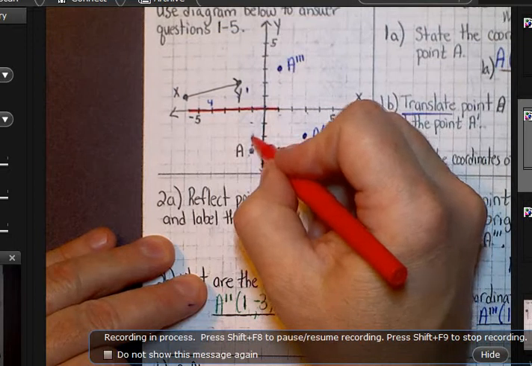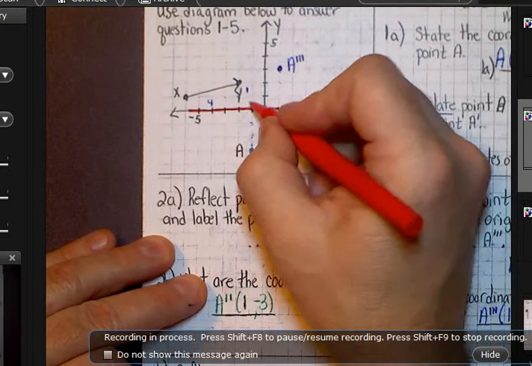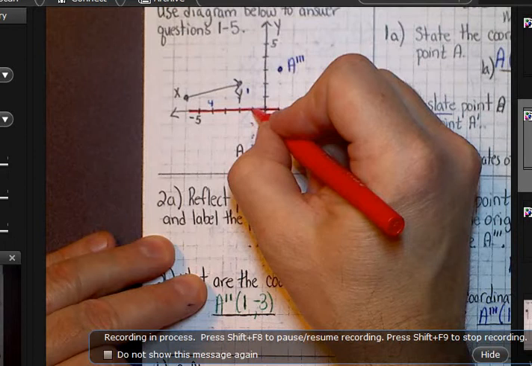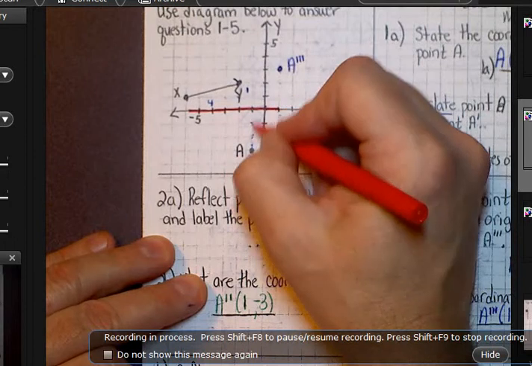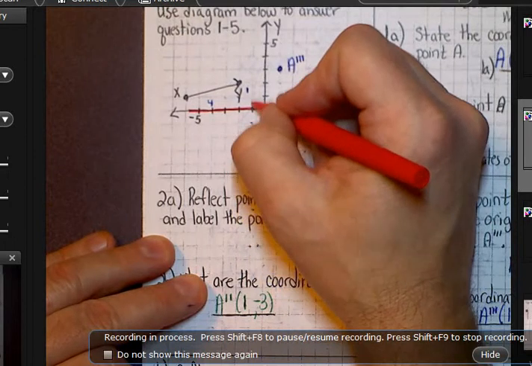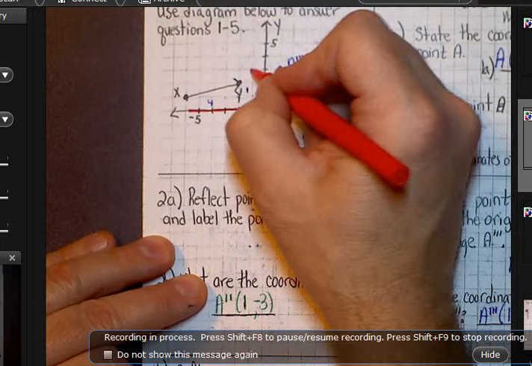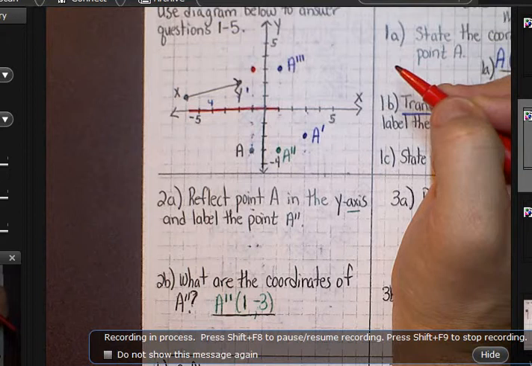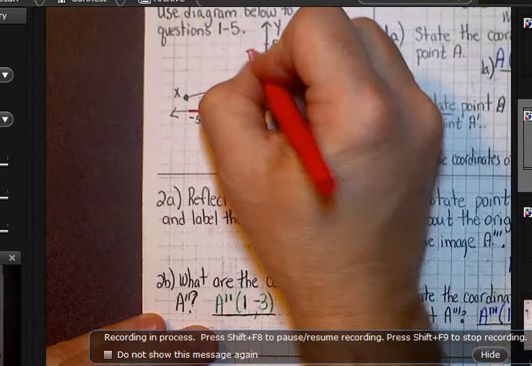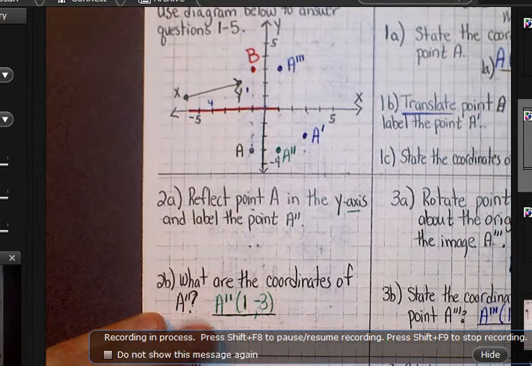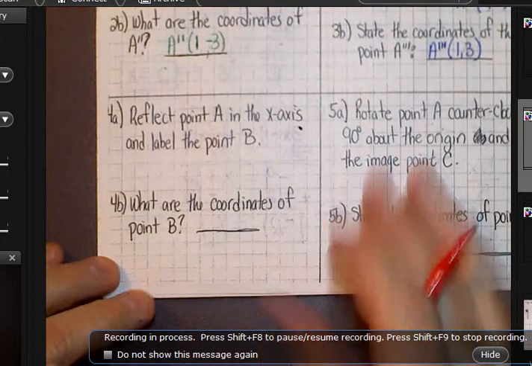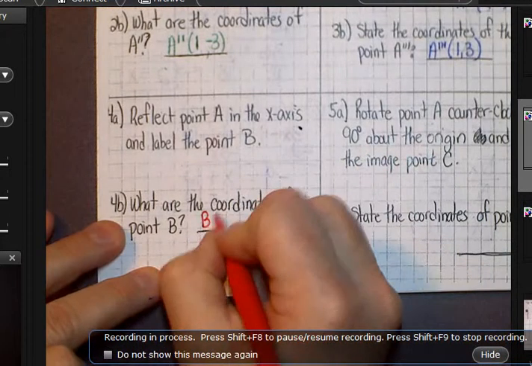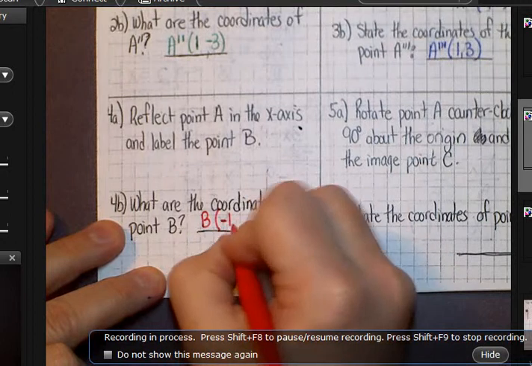1, 2, 3. I have to travel 3 to get to it. So I'm going to travel 3 away from it, continuing to go in that same direction, but moving away from the line now. 1, 2, 3. There's your reflection point. The question wants us to label that B. So we label that B. Come back down to the problem, and the coordinates of B are going to be -1 in the x, and then up 3 in the y.